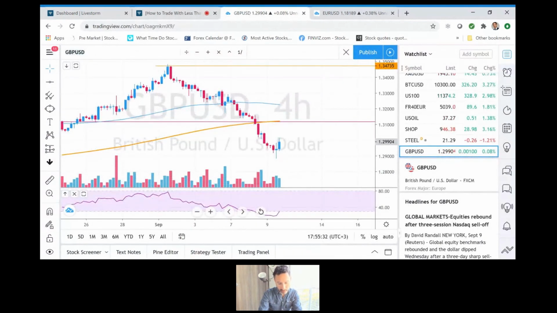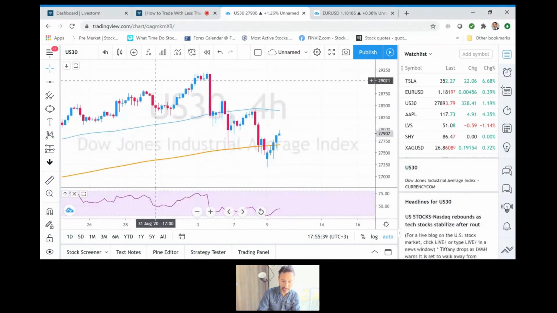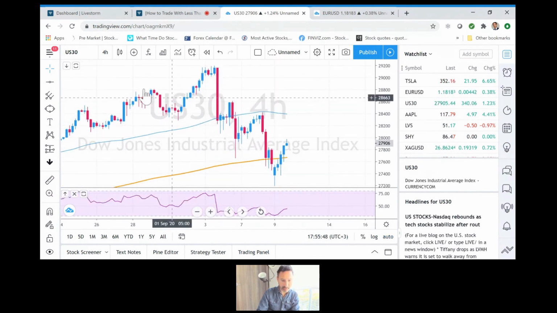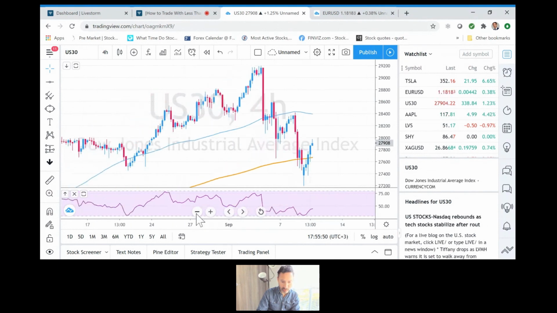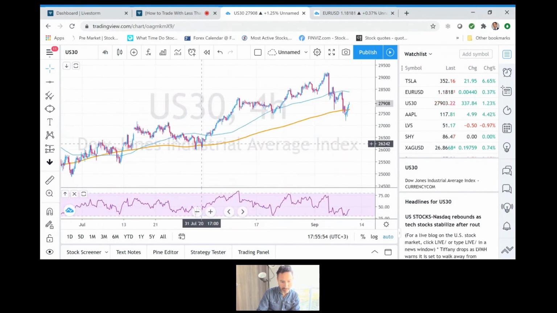Let's look at the Dow Jones. The Dow Jones index that I trade a lot. I've also been trading the Nasdaq a lot lately because the tech stocks have been moving a lot lately because of COVID-19. So this is the Dow Jones 4-hour chart. Nice, obvious trend up.